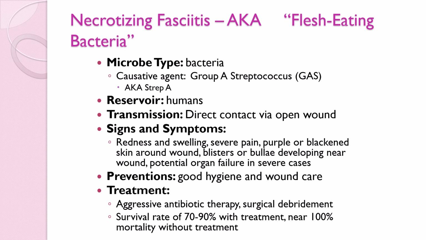So some signs and symptoms are going to be redness and swelling, some severe pain, and then kind of the big thing here is going to be a purple or blackened skin surrounding the wound, blisters or bullae developing near the wound, and that is going to be that very telltale sign of this flesh-eating bacteria eating away at the tissues. So it can latch on to a nerve as well and kind of jump around, move around, and then eat away at that flesh in that area. And that is kind of the worst case scenario here.